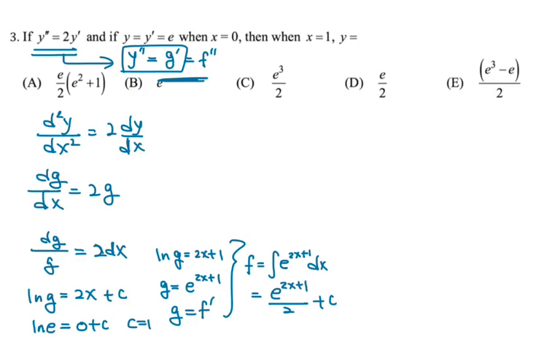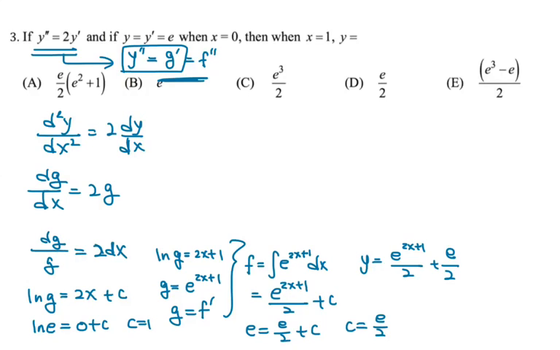Then you can see that once again, when you plug in 0 for x, the y value has to be equal to e. Then I'm going to apply that here. e is equal to, when you plug in 0, e over 2 plus c. Then you can see that c is equal to e over 2 once again. So therefore, our y value, which is the function f of x, is equal to e to the 2x plus 1 over 2 plus e over 2.